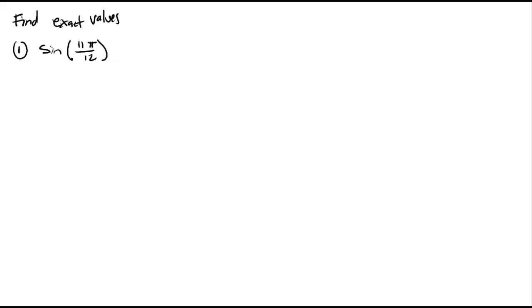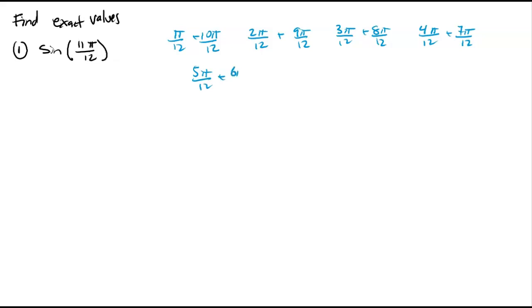In the last video on 5.3, we looked at changing our radians to a denominator of 12. The other way we could look at this problem is to think of some numbers that add to 11 pi over 12. So I could do pi over 12 plus 10 pi over 12, 2 pi over 12 plus 9 pi over 12, 3 pi over 12 plus 8 pi over 12, 4 pi over 12 plus 7 pi over 12, or 5 pi over 12 plus 6 pi over 12.